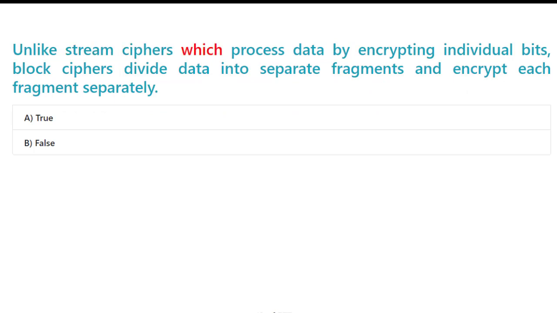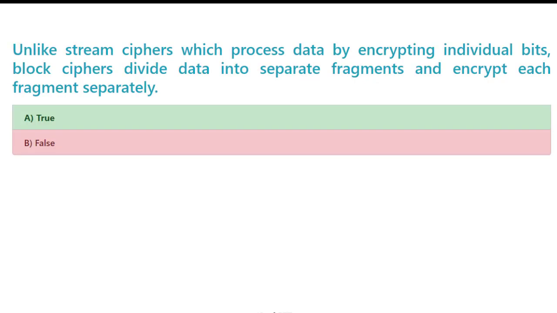Unlike stream ciphers, which process data by encrypting individual bits, block ciphers divide data into separate fragments and encrypt each fragment separately. A. True. B. False. The correct answer is A. True.